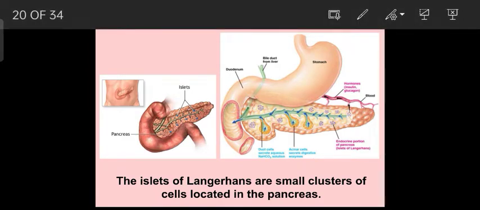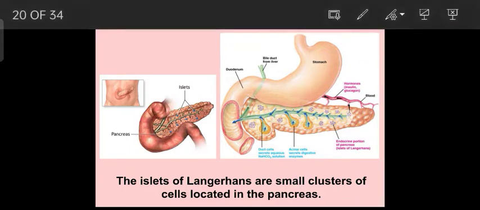Now, the islets of Langerhans, basically in the pancreas. The pancreas is associated with the liver and has both exocrine as well as endocrine glands. For exocrine, there are acini, and for endocrine, there are islets of Langerhans, which are present in the connective tissue of the pancreas. Three types of cells are differentiated in the islets of Langerhans.